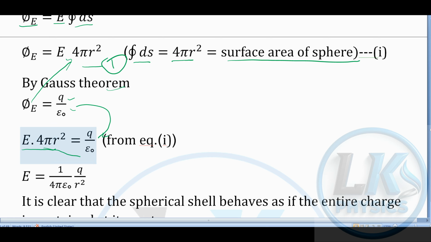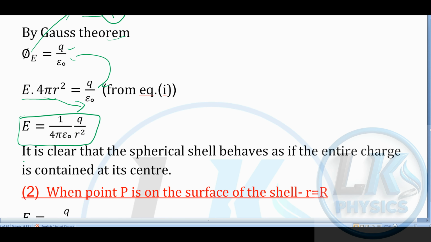By transposing 4 pi r square, we have E equal to 1 upon 4 pi epsilon naught q upon r square. Thus, it is clear that the spherical shell behaves as if the entire charge is contained at its center.